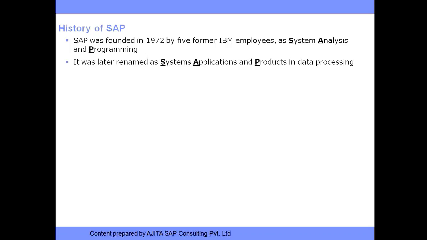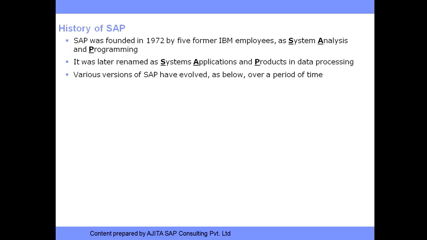And it was later renamed as Systems, Applications and Products in Data Processing. That is where the name SAP stands from. But the important thing to note today is that SAP in itself is a brand name now, and it is no longer an abbreviation. So there is no full form for SAP. It is the name of the company.